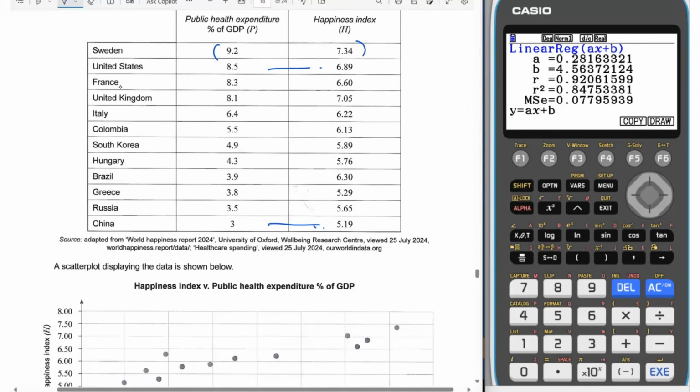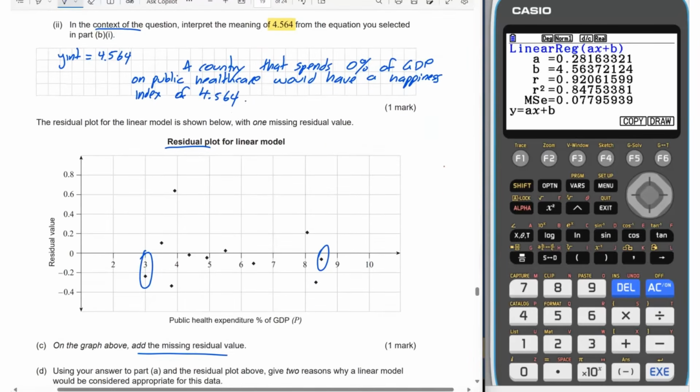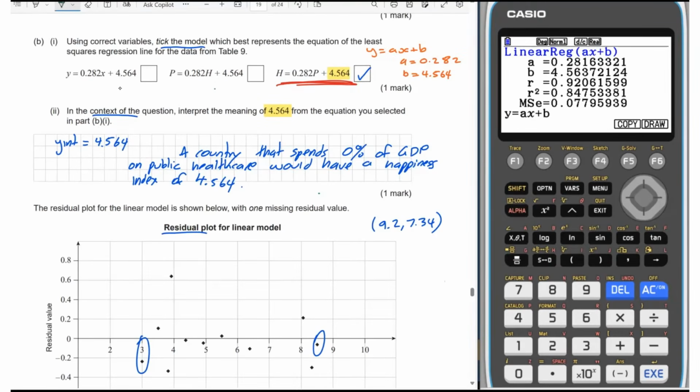So it looks like the one we're missing is Sweden. So 9.2 and 7.34. Now that's not the data that actually goes in the table, although having said that, it is actually the X value that we're looking at here. Before we go to the calculator, just to note, it is a residual value, and the formula for the residual is equal to the Y observed, which is what we've got in the table, minus the Y predicted, which is what we're going to use from our equation in part B.